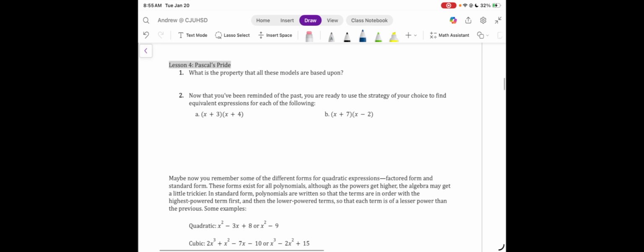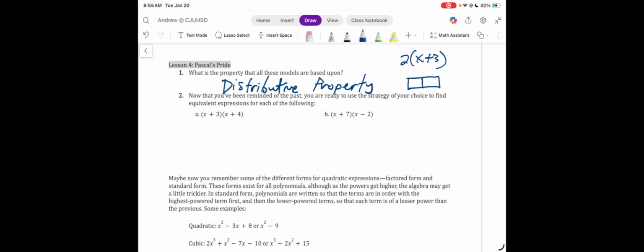What is the property that all these models are based upon? That is the distributive property. Yep, big D. And in fact, you can even model the distributive property with a box. So for example, if you wanted to do 2 times x plus 3, you could just go like this, very simple box, 2x plus 3, and that's 2x plus 6.